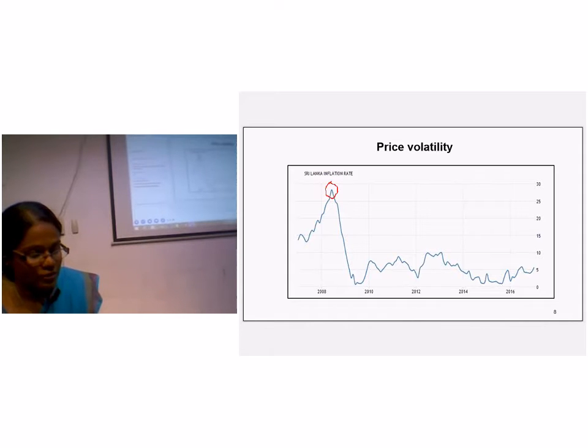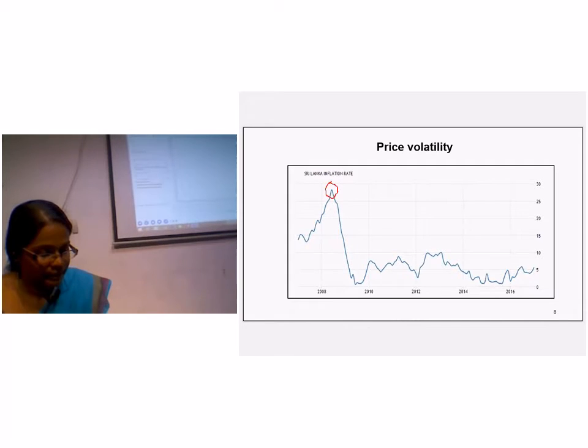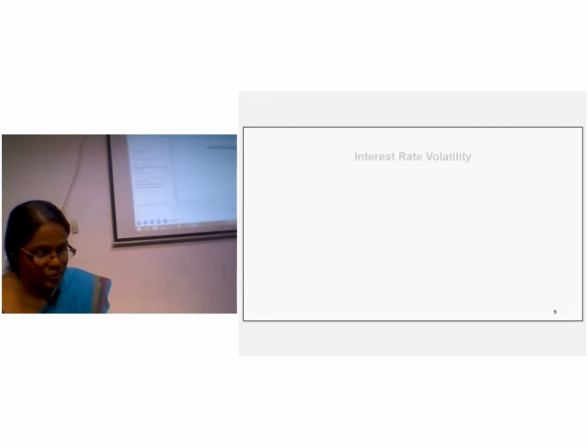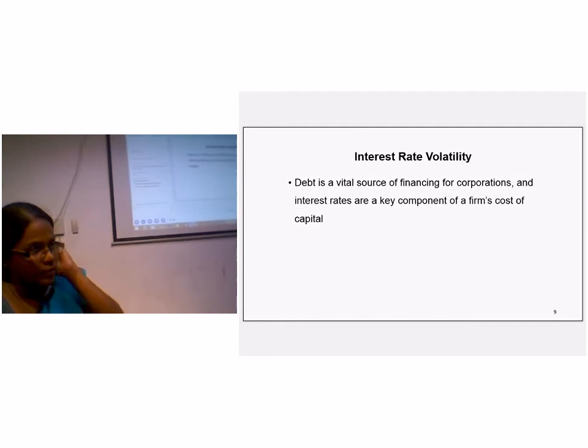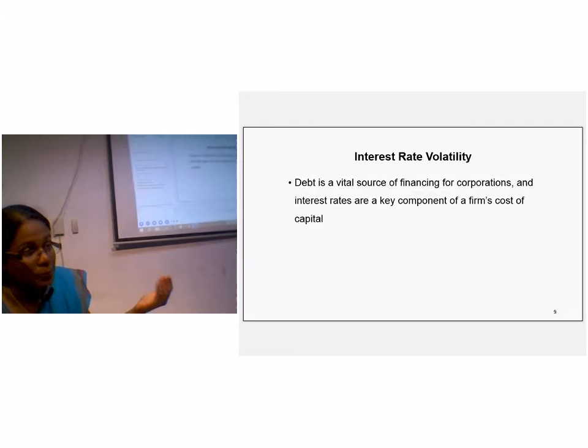This is the inflation rate in Sri Lanka. If we move to the next slide, the next one is interest rate volatility. That means the first one we talked about was price, and this is rate volatility.